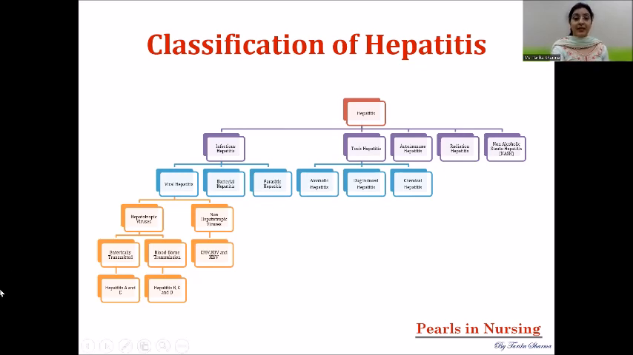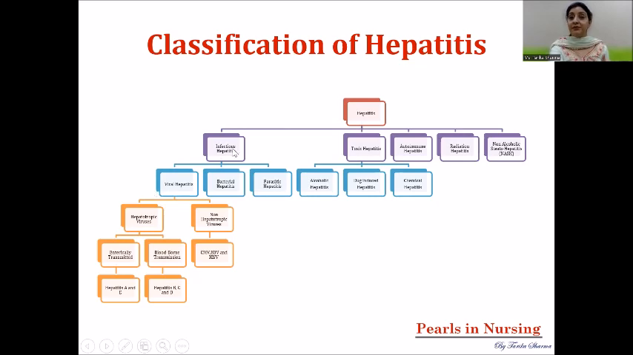Next type of viral hepatitis, which is uncommon, is caused by non-hepatotropic viruses. And the examples of those viruses are CMV, cytomegalovirus, your Epstein-Barr virus, and your herpes simplex virus. So basically, these viruses are not targeting the liver primarily, but yes, they can also lead to the inflammation of the liver. So these viruses are non-hepatotropic viruses causing the viral hepatitis.